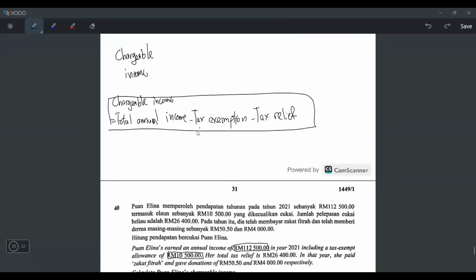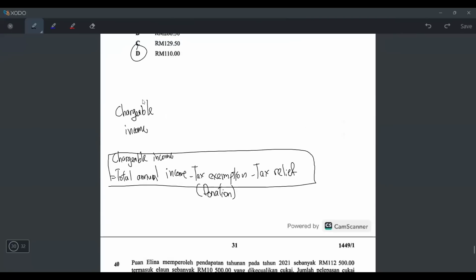And what is tax exemption? Like donations, usually donations. And what is tax relief? Like a lot, lifestyle, medical insurance, stuff like that. But usually the question will tell you what the tax relief is. They will tell you straight away, so you don't have to worry about that. So let's come back here. Get the chargeable income by taking the total annual income minus this, minus this.